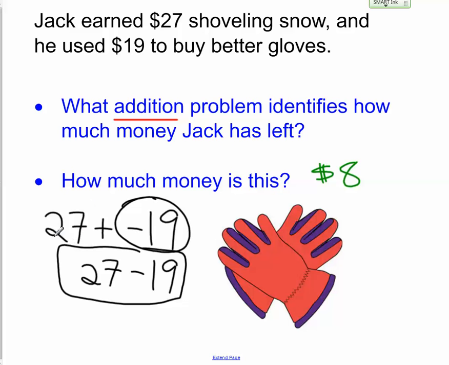You said, really, he has $27, and I'm going to add to that a debt: him owing the store where he bought the gloves $19. And 27 plus negative 19 is the same thing, $8, that I get if I just subtract 27 minus 19. Again, just getting you to see that adding a negative 19 is the same thing as 27 minus 19. So I can write this subtraction as an addition problem. I just have to add the opposite of 19, which is negative 19.